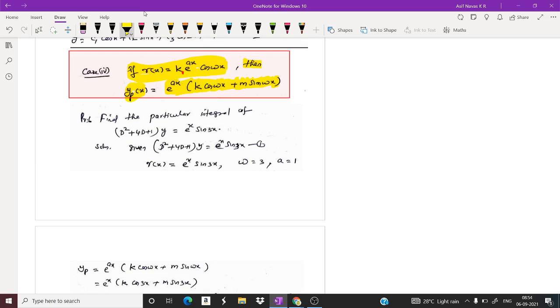Now similarly, can you guess what will be yp of x if r of x equal to k1 e raised to ax sin omega x? Can you guess?